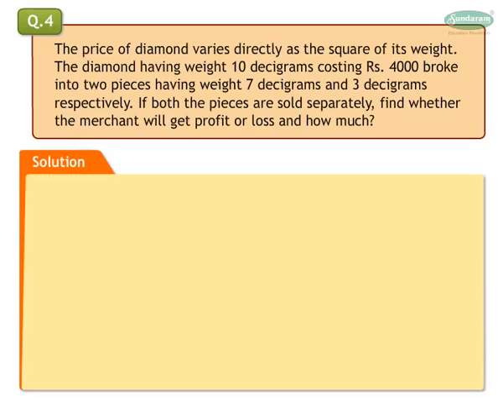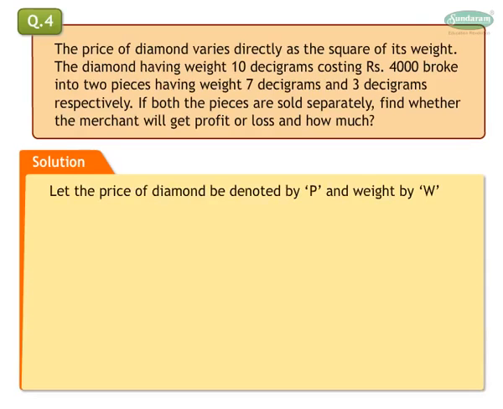Solution. Let the price of the diamond be denoted by P and weight by W. Price of diamond varies as the square of its weight. Therefore, P is equal to kW square, where k is a constant. Now it is given that W is equal to 10, P is equal to 4000.